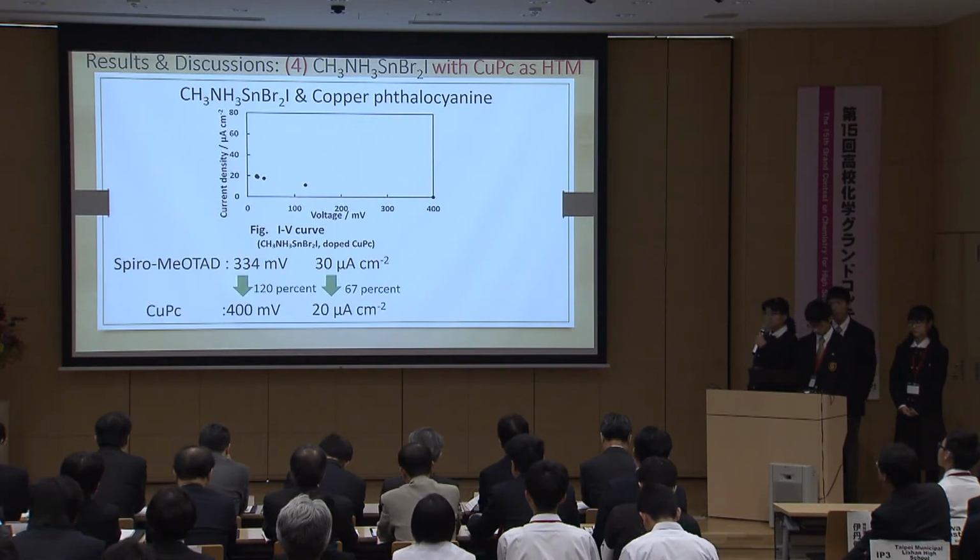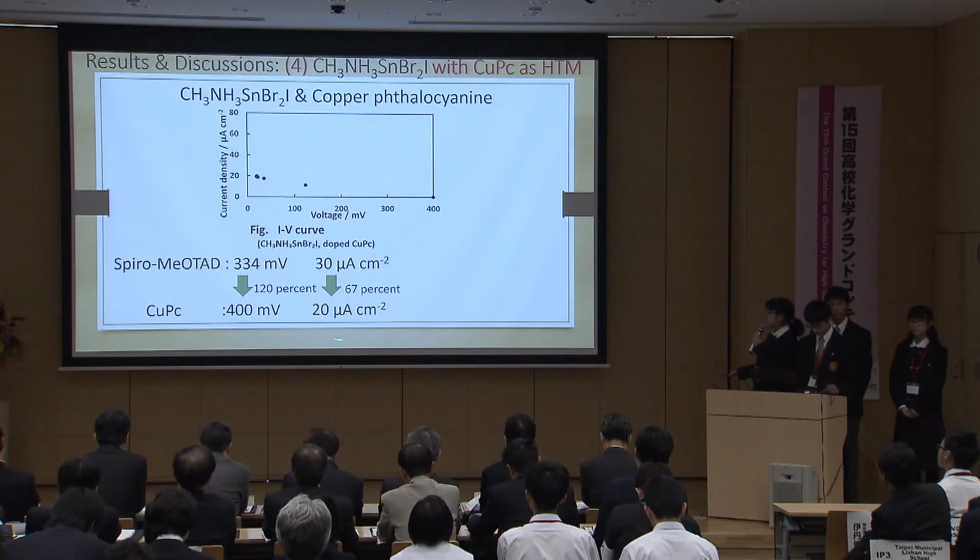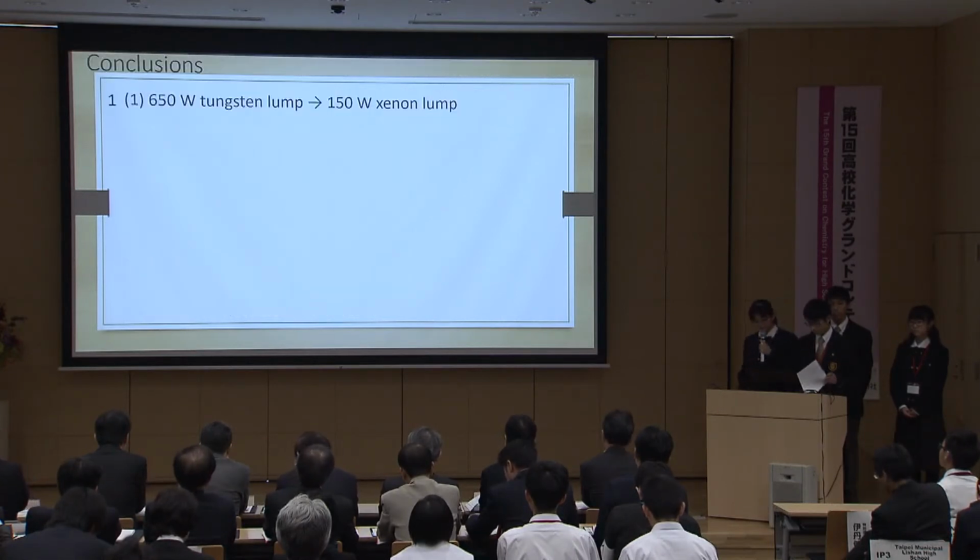And we also achieve making the device with copper cyanide. Its open circuit voltage is 400 millivolts, and short circuit current is 20 microampere per square centimeter.